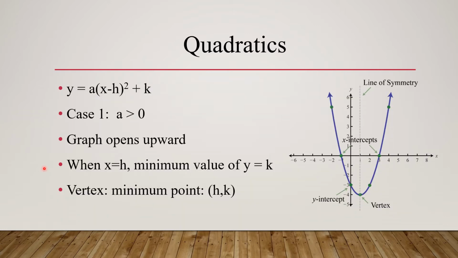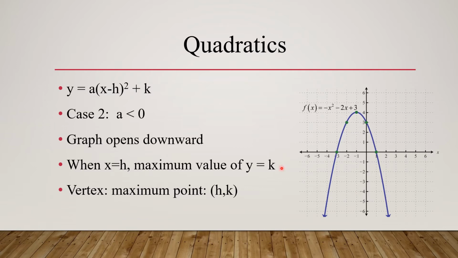For example, in this case, when a is greater than 0, it means the graph opens upward like this. And when x is at the vertex point, that means x equals h, the function y gets its minimum value at k. And the vertex point is (h, k), and it is also the minimum point of the graph.